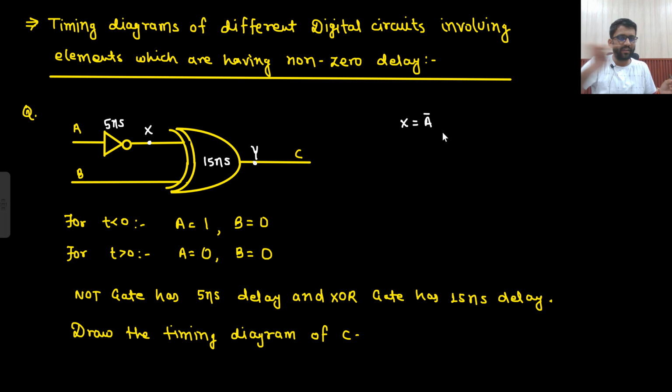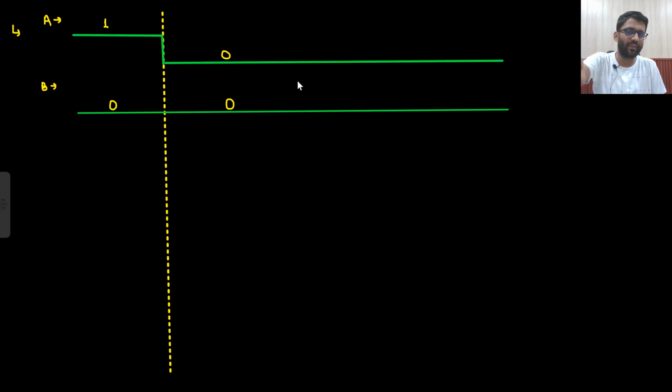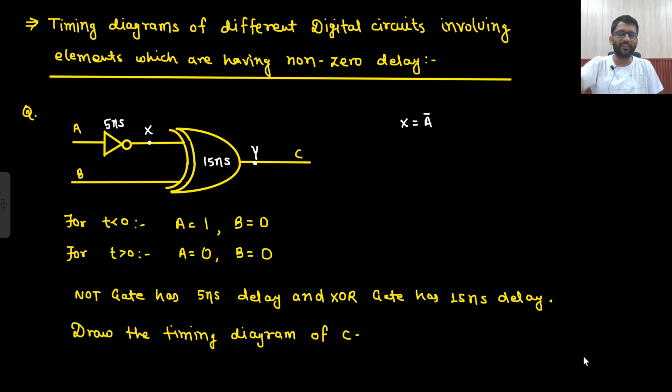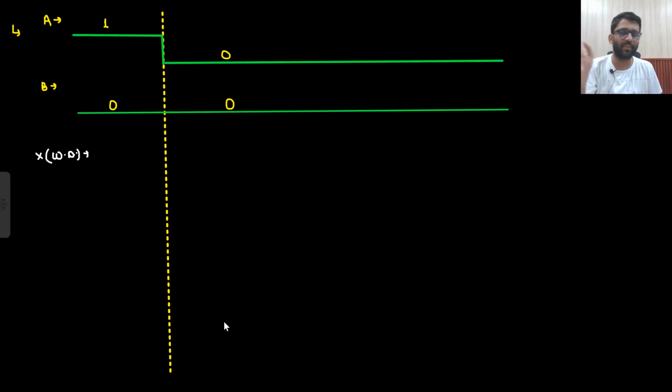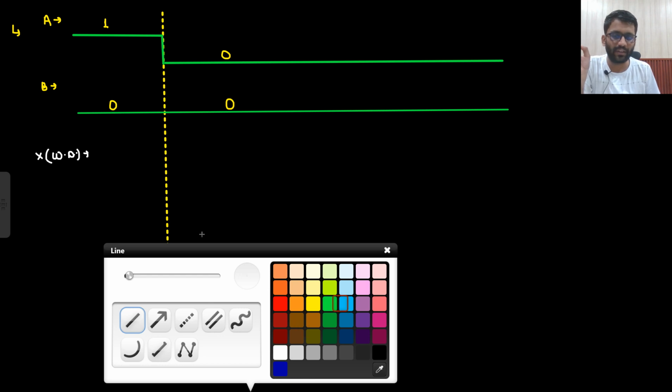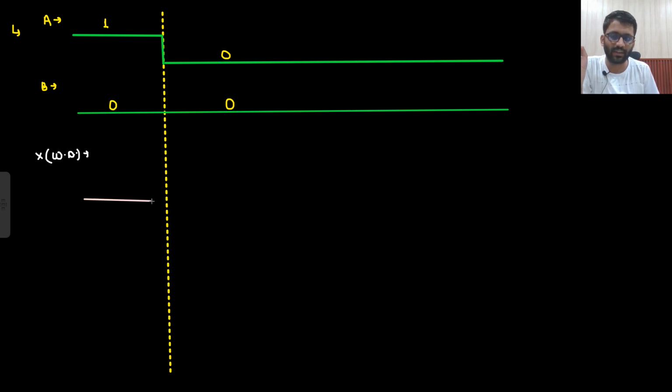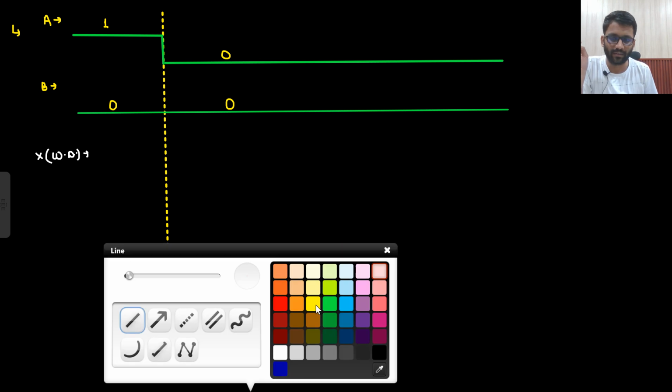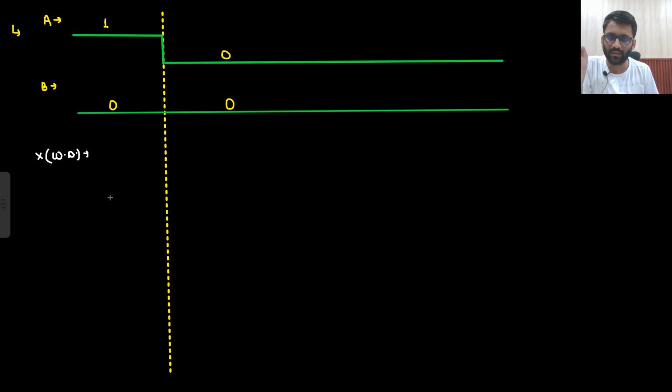So first I will draw the timing diagram of A, and then I will draw the timing diagram of X, and X is simply A bar. So timing diagram of A I have already drawn, 1 to 0. So what will be the timing diagram of X? But this timing diagram is without delay. First I will not think of any delay. I don't know there is a 5 nanosecond delay. I will directly draw X is equal to A bar. So without introducing any delay, this is how your A bar will look like, from 0 to 1.